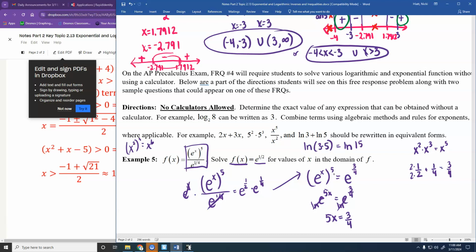3/4. I could divide by 5 here. What I'm going to do instead, since I've got a fraction on the other side, is I'm going to multiply by 1/5. It is the same as dividing by 5. It'll cancel this 5 out over here, and I will get 3/20 for that. So x is going to equal 3/20.